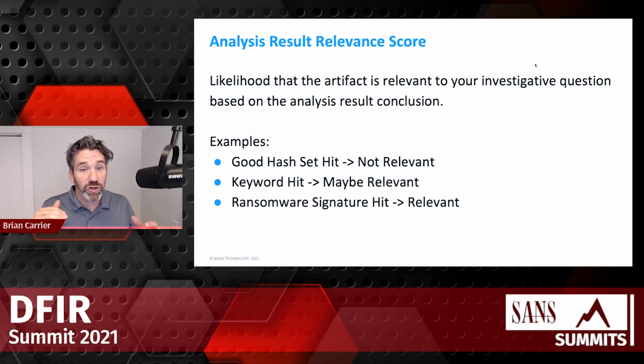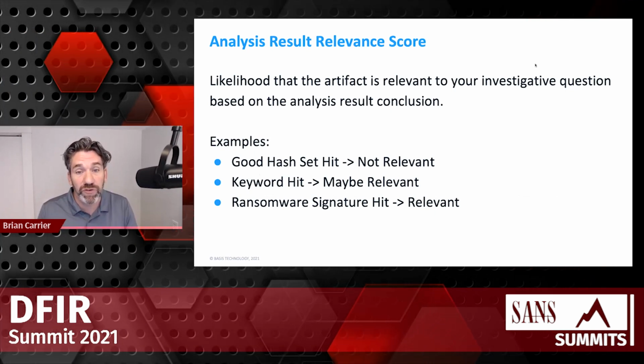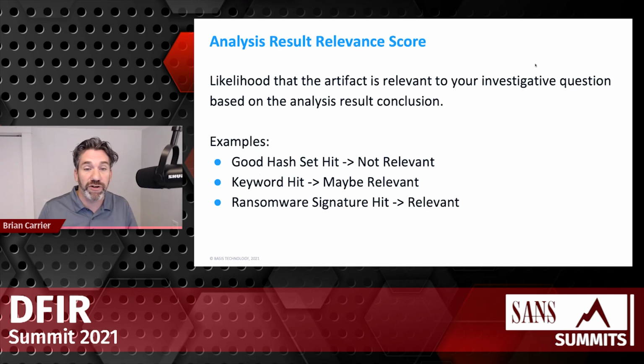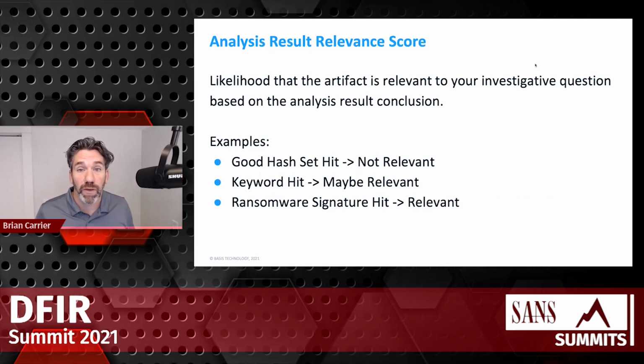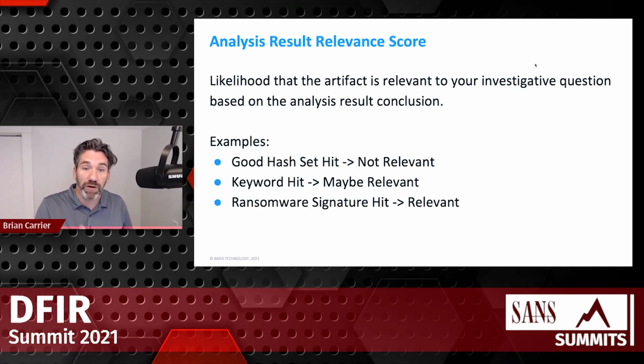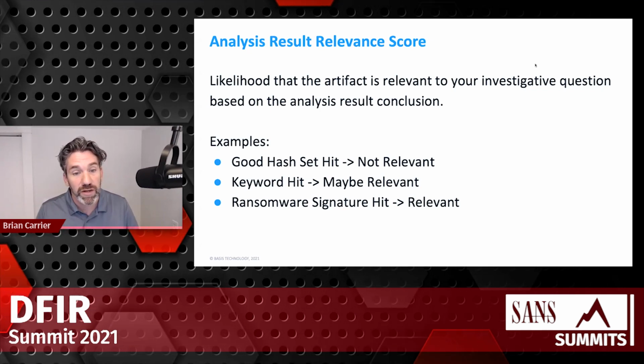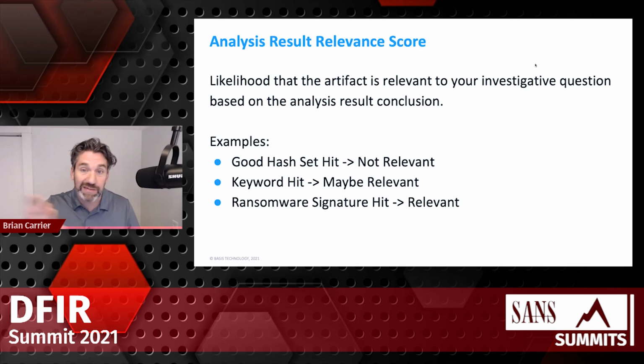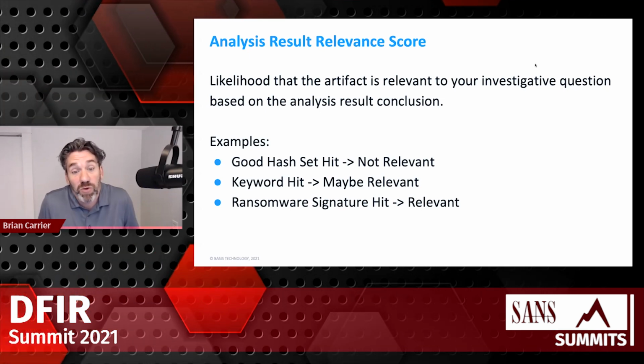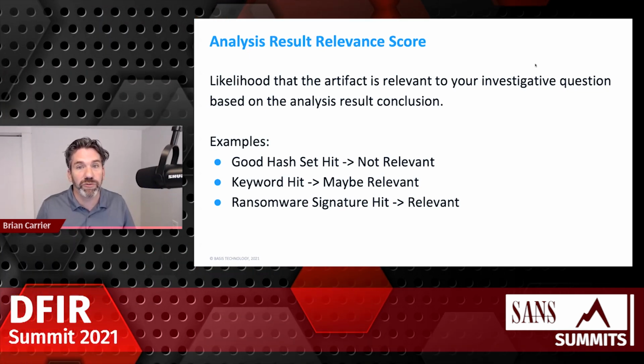And then finally, you can put a score on that, right? So once you have the result, you say, hey, this file meets the criteria I care about. We're going to put a score on it, right? Which says, what's the likelihood that that artifact is relevant to your investigative question based on your results? So the good hash set hit means it's not relevant, right? The keyword hit means it's maybe relevant. The ransomware signature means it's relevant.